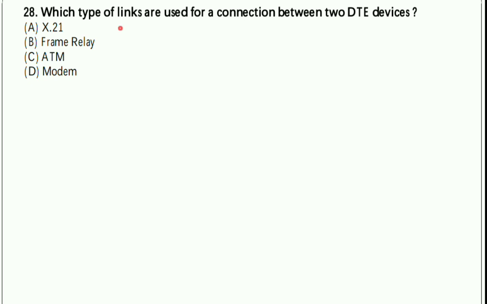Next one. Which type of links are used for a connection between two DTE devices? DTE means data terminal equipment devices. So which type of connection is established between two data terminal equipment devices? So we must know the difference between the DTE and DCE. So DTE device is a terminal or a computer, and the DCE is a modem or another carrier owned device.